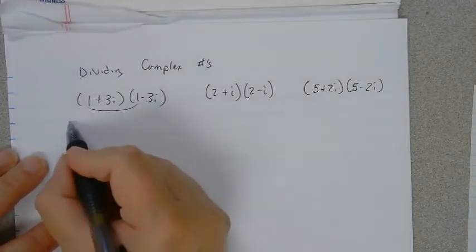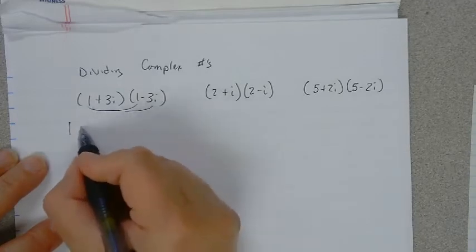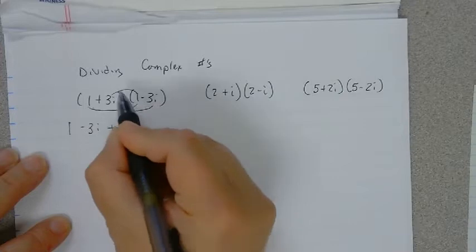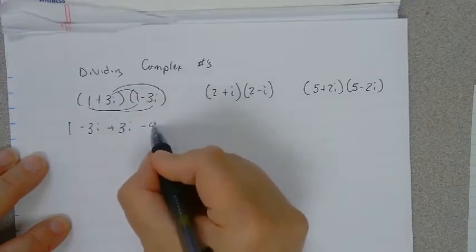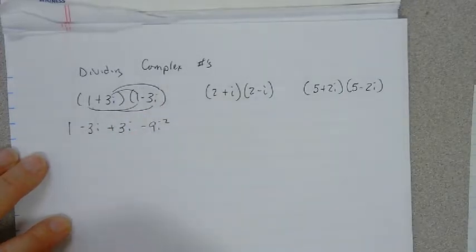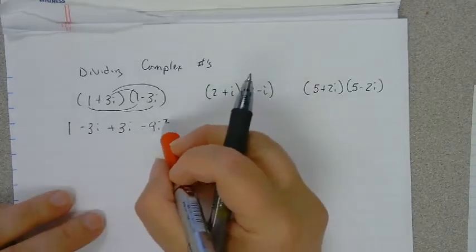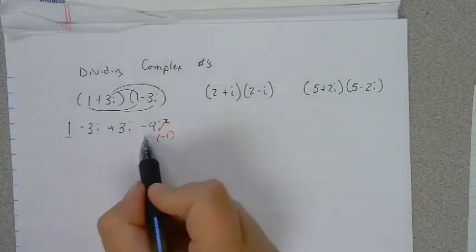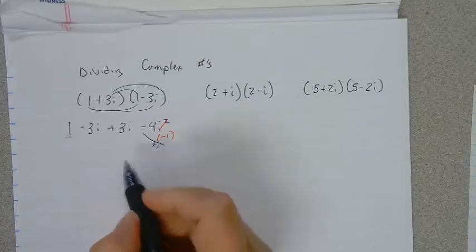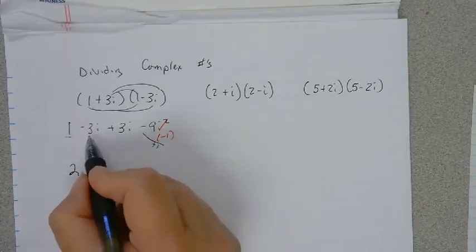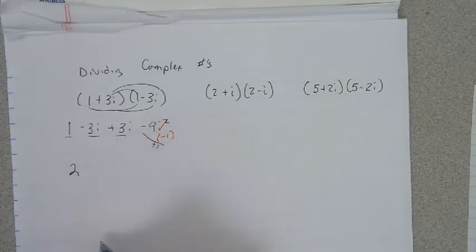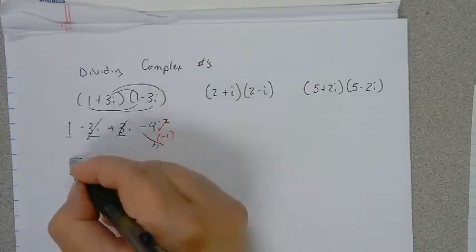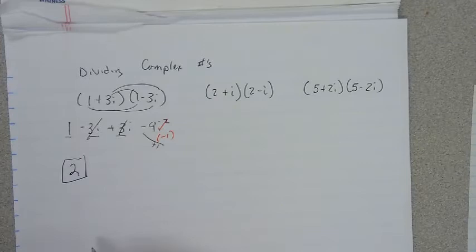This is 1 minus 3i plus 3i minus 9i squared. I always change i squared to negative 1. So I have 1, and then this turns to positive 1, so I get a 2. And notice what happens here. I have negative 3i and positive 3i. They cancel. So my answer would just be 2.